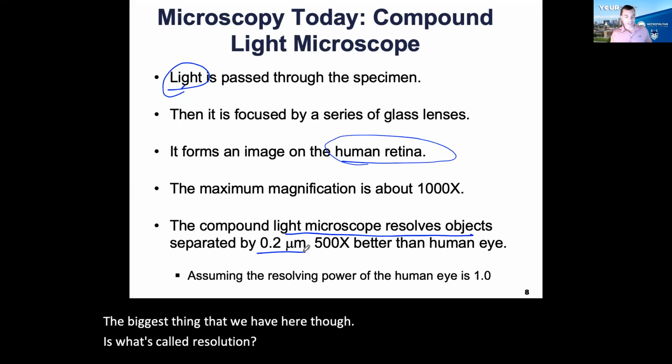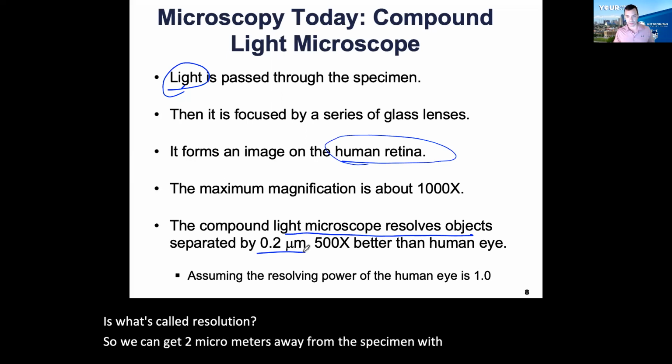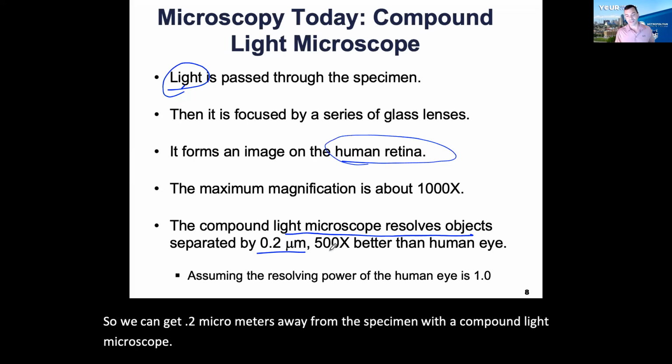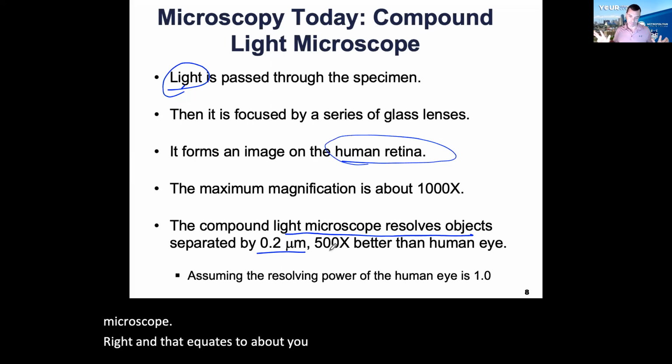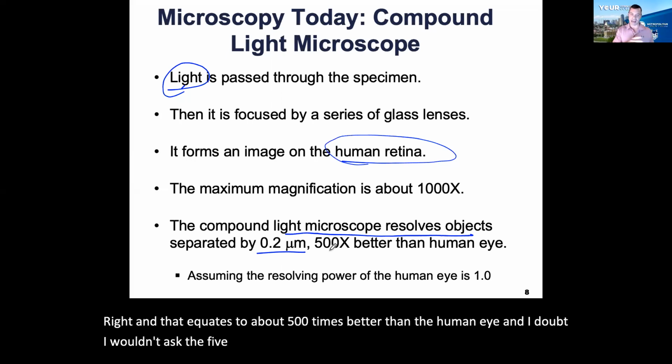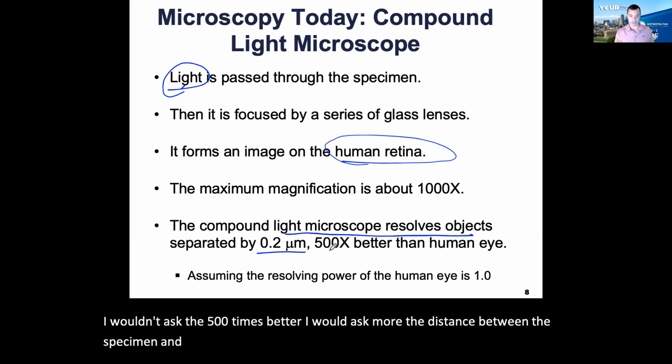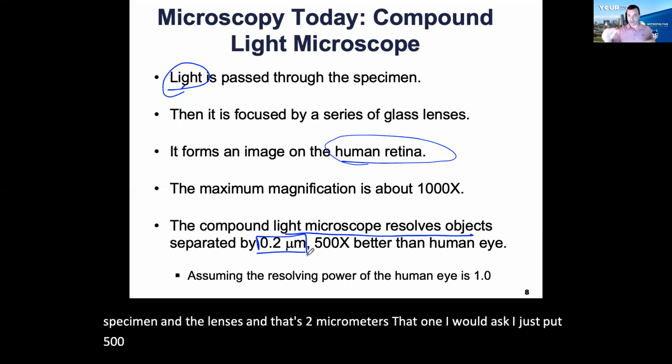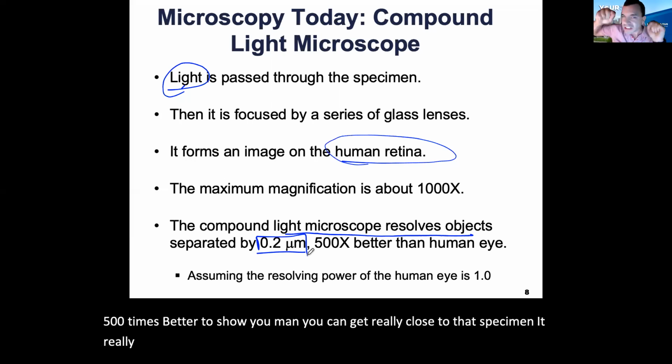So we can get 0.2 micrometers away from the specimen with a compound light microscope, right? And that equates to about 500 times better than the human eye. I wouldn't ask the 500 times better. I would ask more the distance between the specimen and the lenses, okay? And that's 0.2 micrometers, all right? That one I would ask. I just put 500 times better to show you, man, you can get really close to that specimen there. Really close, okay?